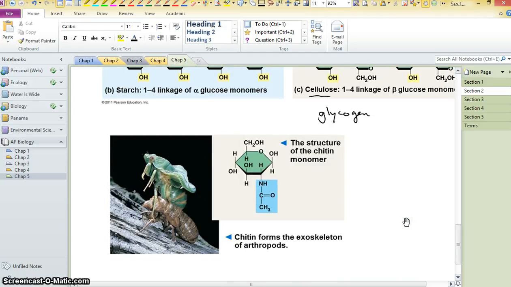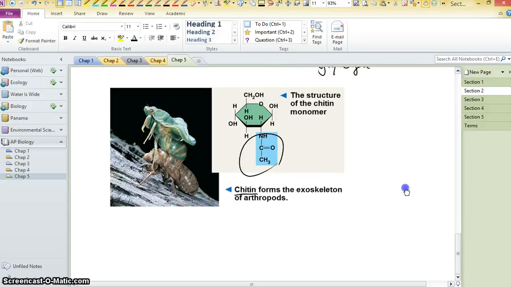Now here's another one, chitin. Chitin is a polymer of a modified glucose that has this structure stuck onto it, and it's used to make the exoskeleton of insects.